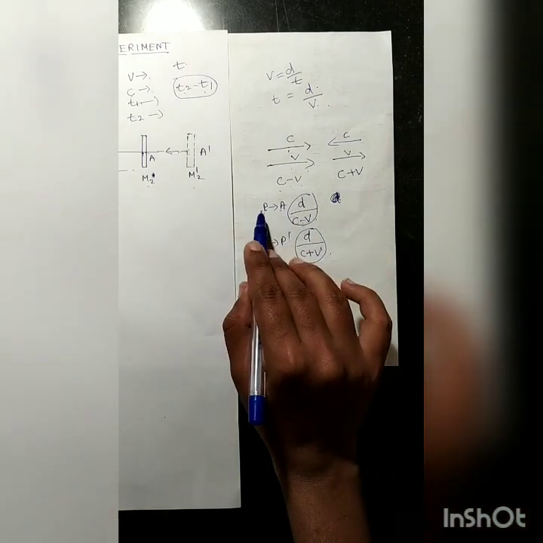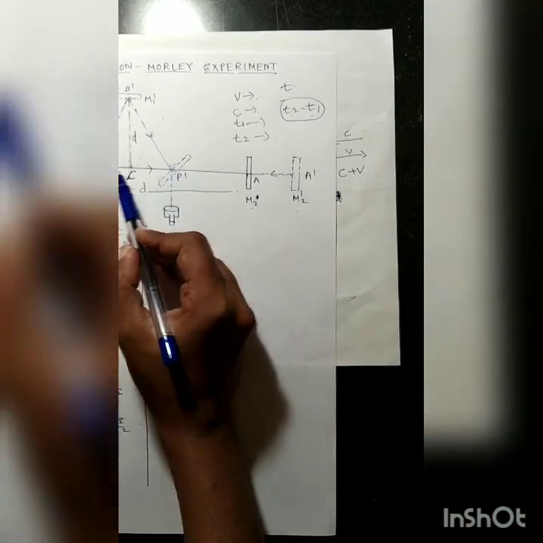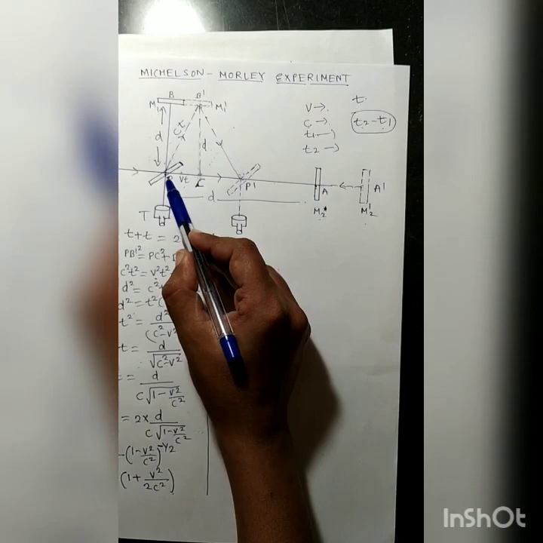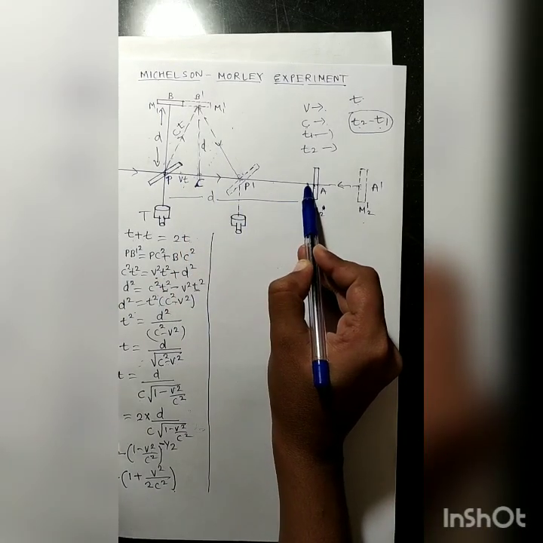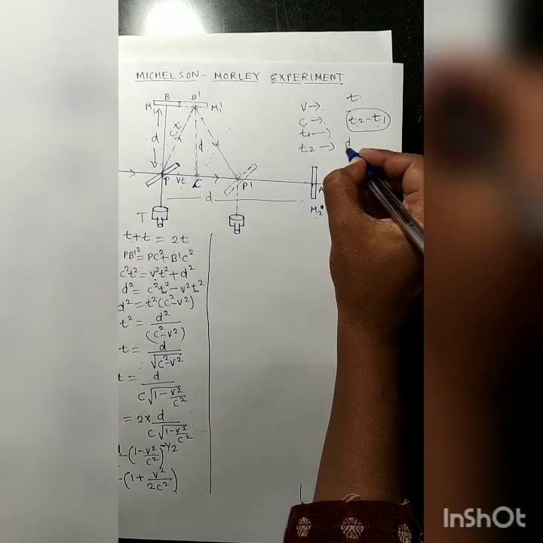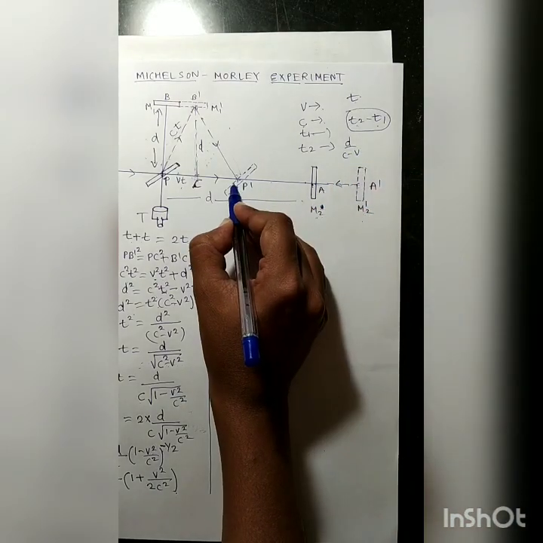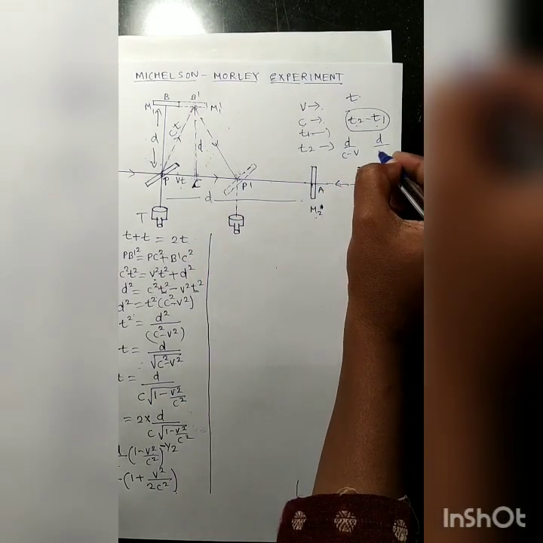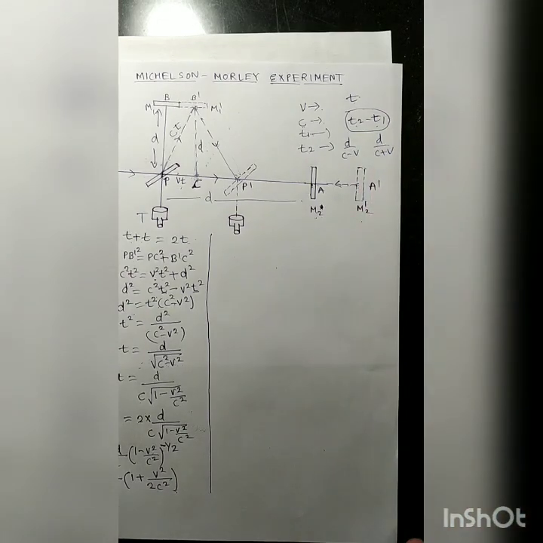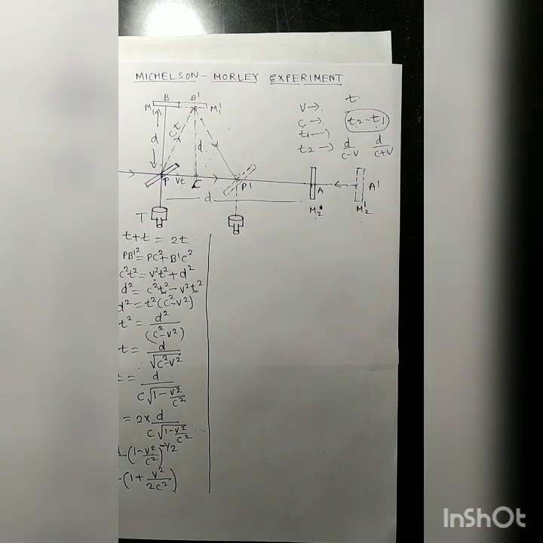So to go from P to A, it had taken the time equal to D divided by C minus V, and to come back from A dash to P dash, it had taken the time D divided by C plus V. These are the two different times it had taken.